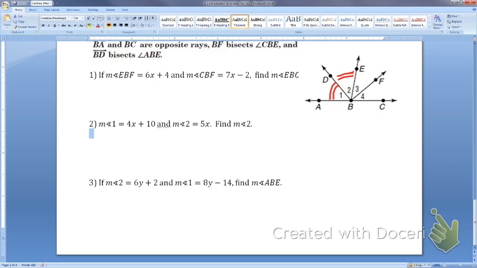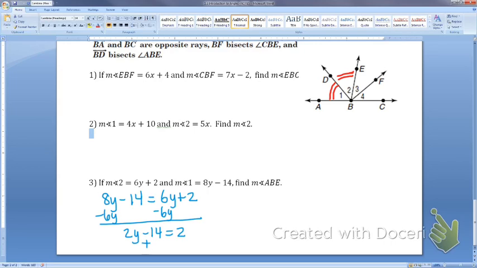Alright, so I hope that you were able to set them equal to each other. So 8y minus 14 equals 6y plus 2. Add 14. So you should get y equals 8. So y is 8, but again, we have to pay attention to what they asked us for. They asked us for the whole thing of ABE. So if they want ABE, that means I need to figure out how much angle 1 is and angle 2, and then I can add them together.